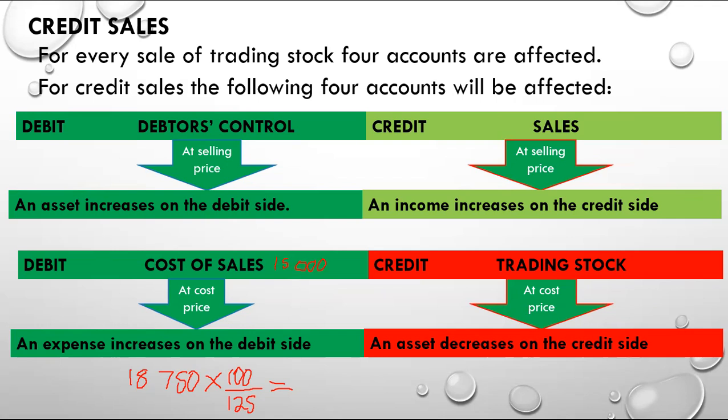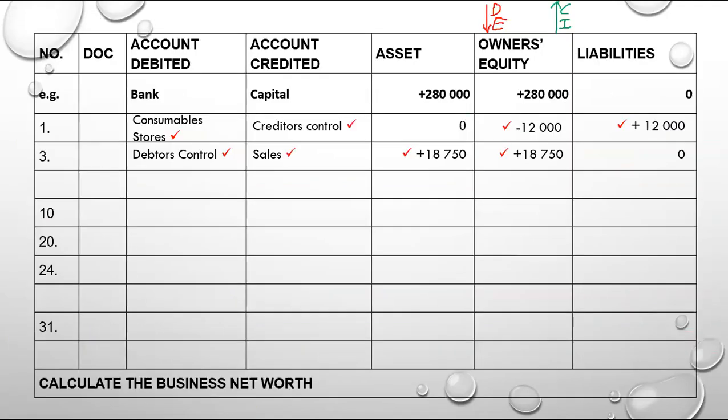How do we record this? As I've said, you will debit cost of sales, which is an expense. Remember I said that. You will debit cost of sales and credit trading stock. These two, you record them at cost price, which is the 15,000 we just calculated. Trading stock will decrease your asset, and cost of sales is an expense. It decreases your owner's equity. Liabilities here will be 0. Liabilities represent the people that we owe. We good? Great. Let's go to the 10.